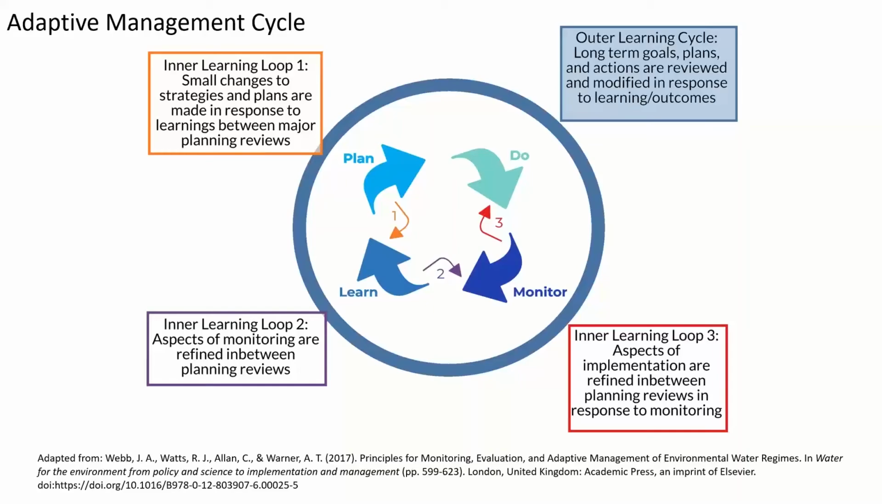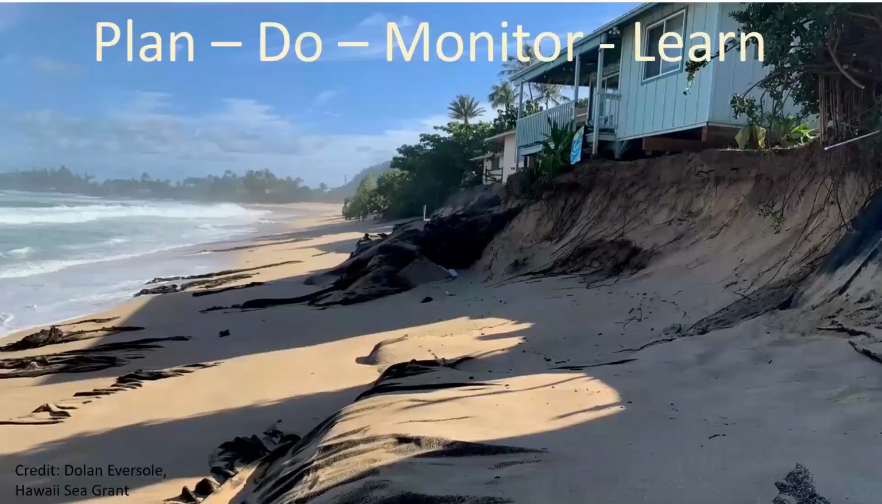And within those there's some small inner learning loops, where you can make tweaks. So in inner loop learning one, we can make small changes to the strategies and plans, and they can be made in response to, say, learnings between the major planning reviews, right? And so this is all meant to be repeated once we get more information. And so large, complex problems often contain multiple mini loops, and they operate at different scales as well.